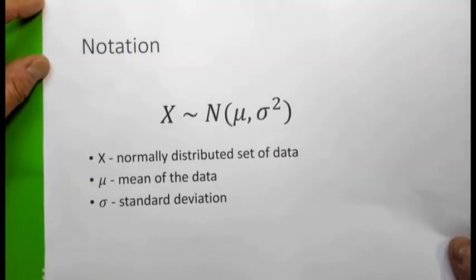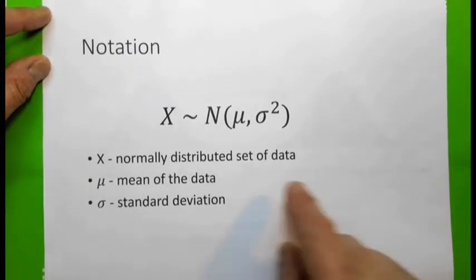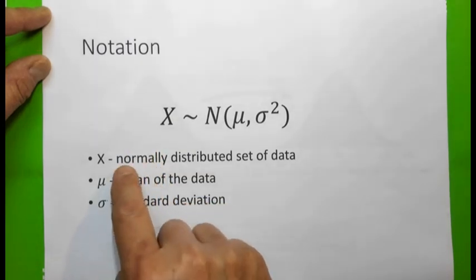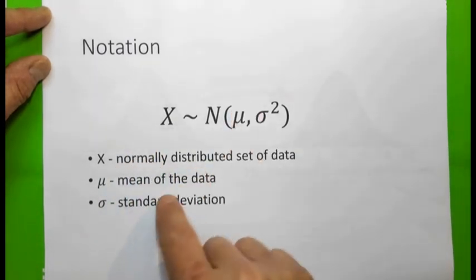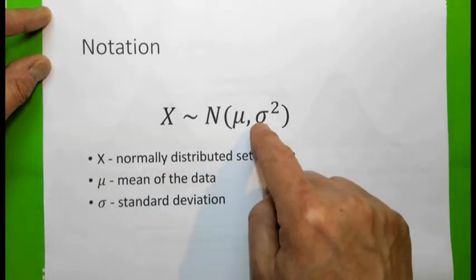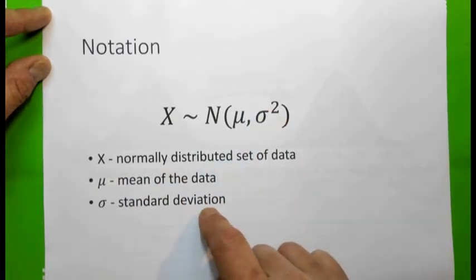Let's have a look at the notation. This is actually the notation used where X is normally distributed set of data, and mu is the mean of the data, and sigma is standard deviation. Please write this down.